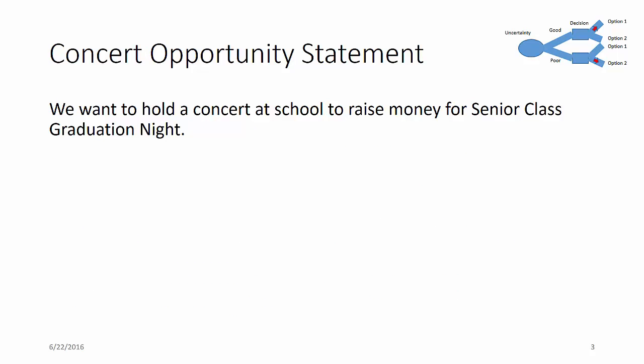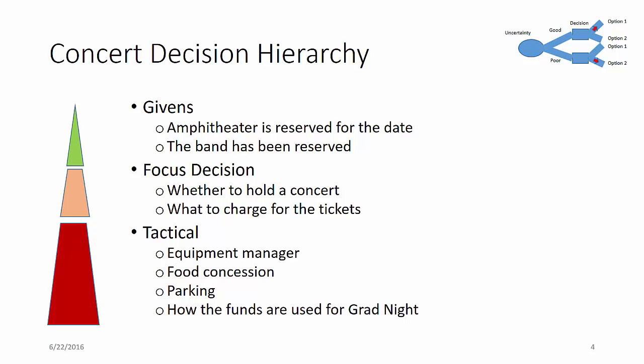So let's get back to our DA model here. We're going to talk about a concert. We want to hold a concert at school to raise some money for a senior class graduation night. So that's the opportunity statement.